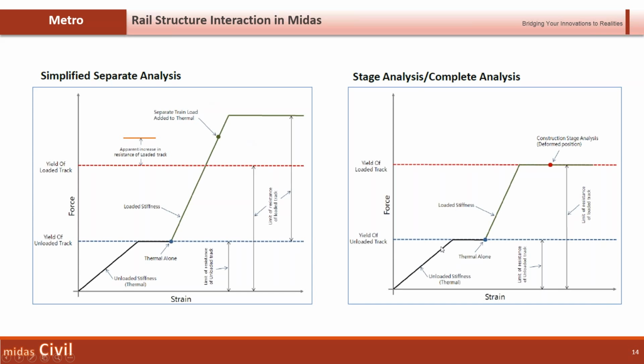While if we go for complete analysis, after the consideration of thermal loads, the application of the train loads will start from that position. So the stresses and the displacement which undergo in the rails after the thermal loads, from that position the loading of the train will start.